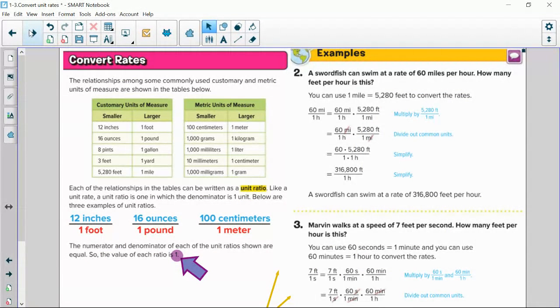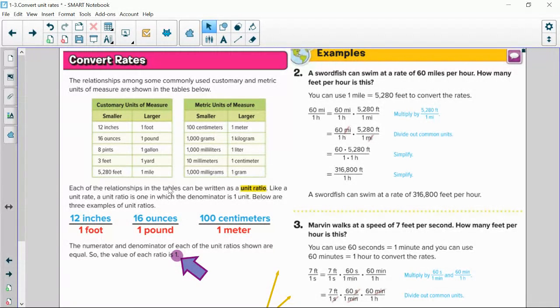Okay, so in your textbook, we are going to do some of the examples from this lesson, and then your homework will be from the textbook as well. So here we have different rates, given what it is in the other measurement, such as it takes 12 inches to make 1 foot, 16 ounces to make a pound, 8 pints for a gallon, 3 feet for a yard, 5,280 feet for 1 mile. And then you have also some of our metrics.